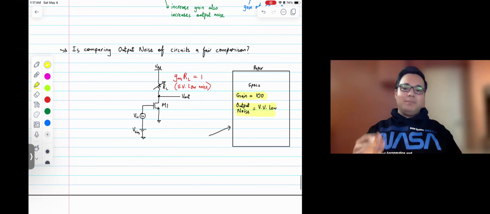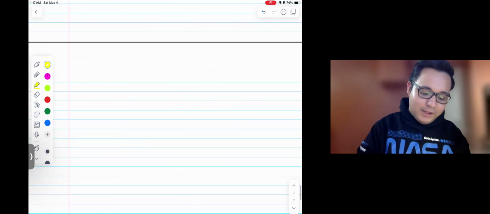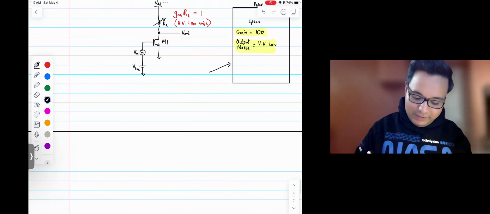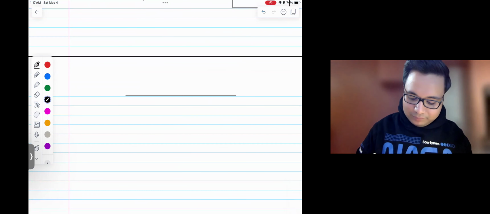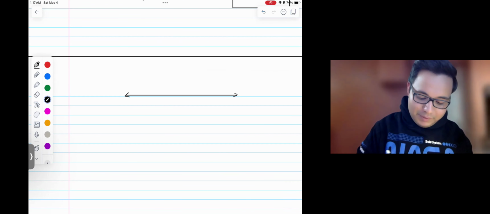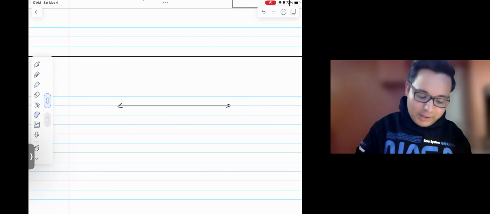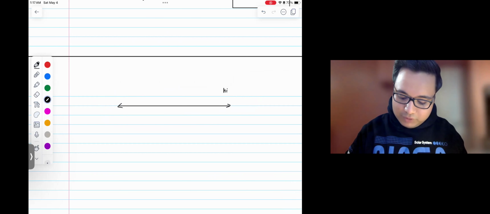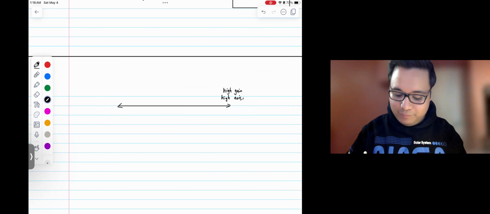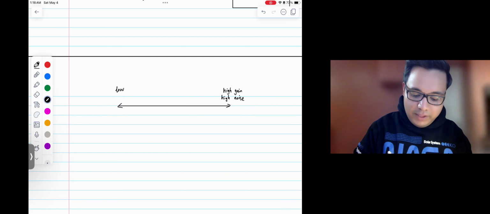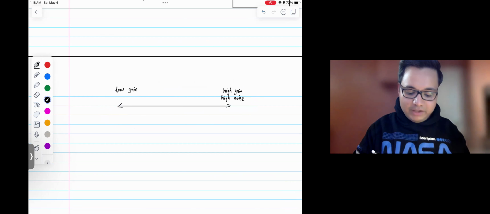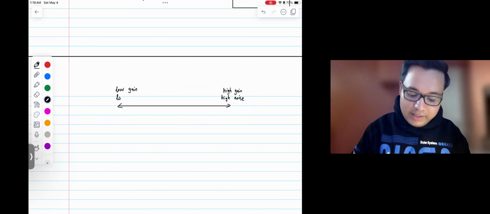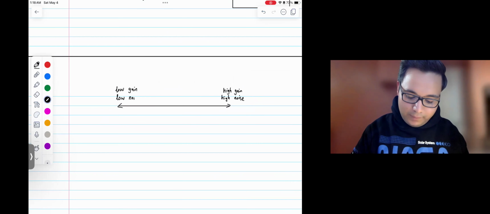But this is a bit misleading because my circuit is operating in 2 different modes. Let me draw this out so that it's a bit more clear, right? This circuit, I'm operating it in 2 different modes. One mode is high gain, high noise. When the gain is high, I'm also getting high noise, right? And then the other mode is low gain. I can tune down the gain by adjusting RL, and then I can demonstrate low noise, right?